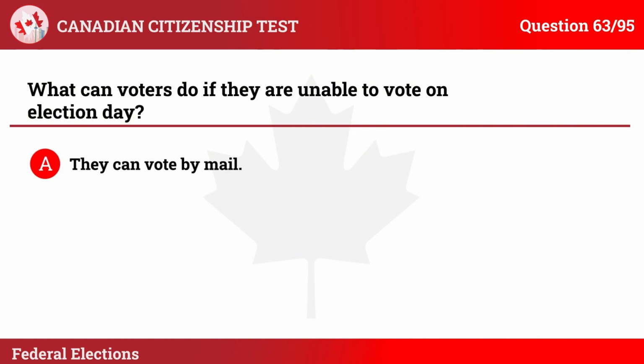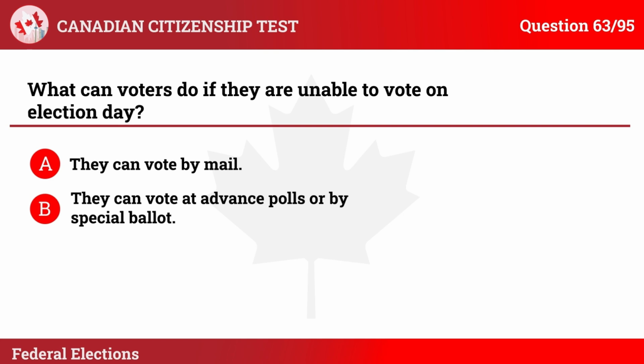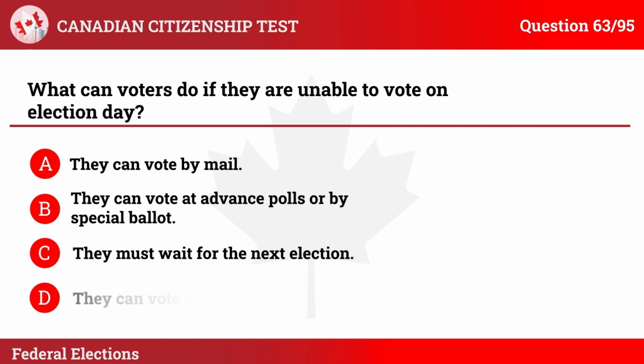A. They can vote by mail. B. They can vote at advance polls or by special ballot. C. They must wait for the next election. D. They can vote online.